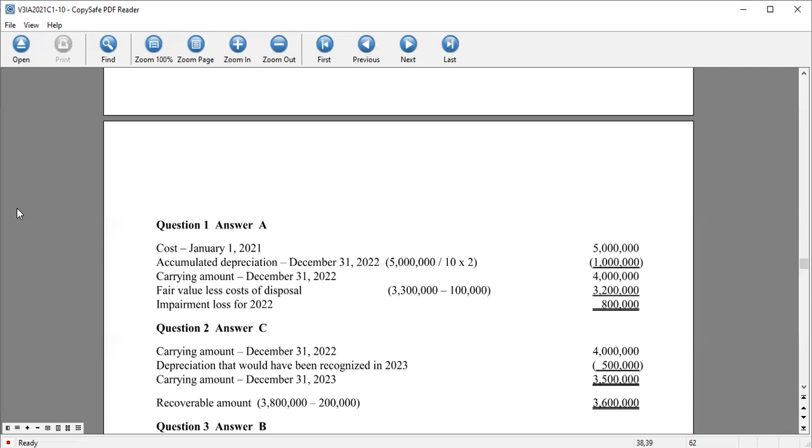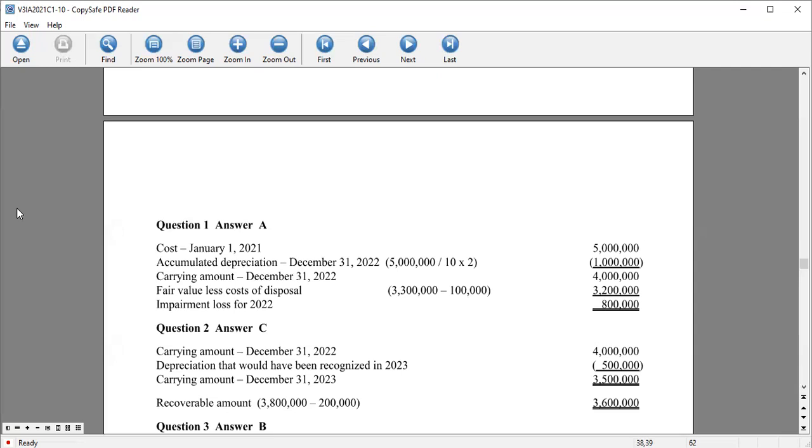Depreciation that would have been recognized in 2023 is 500,000. That's dividing 5 million by 10. So 500,000. The carrying amount to December 31, 2023 is 3.5 million. So the recoverable amount is 3,800,000 minus 200,000. That's 3.6 million. So the question number 2, what is the measurement of the equipment on December 31, 2023? So for the amount of 3.5 million, that's whatever is the lower figure.